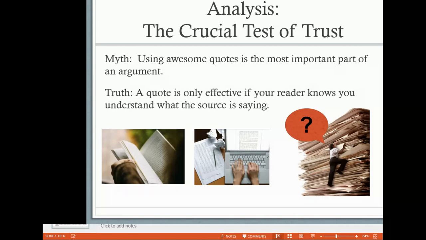Right, so looking at our little illustrations, there's you going through the sources, trying to find a cool quote. Then there's you as the writer putting that quote information into your paper. But the third step, the most crucial step, is as your reader goes through your paper and is looking at your discussion of the sources, and most particularly your analysis of the sources, they need to be able to understand that you know what the source is saying. Because without that, it doesn't matter. You can use all the awesome quotes in the world, and if your reader thinks that you don't understand them, you have no credibility with them, and your argument has no credibility.